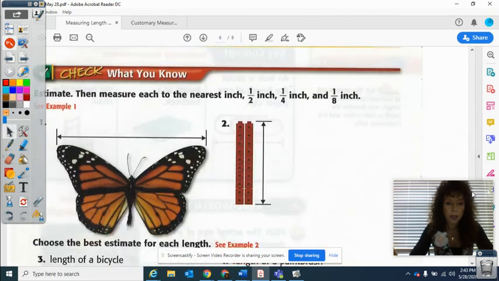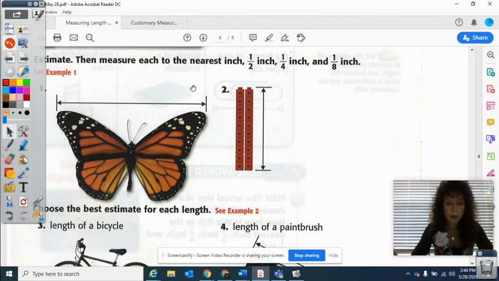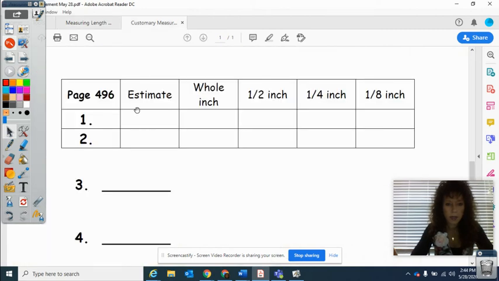And I'm going to scroll down. This is the one that you're going to write on this paper right here, page 496, number 1: an estimate, measured to the whole inch, measured to a half inch, measured to a quarter inch, and measured to a 1/8 of an inch. If you need to take a couple of days to do this, work on some today and tomorrow, that's okay. And remember, Monday is always kind of a catch-up day, so even Monday of next week, if you want to work on this, that's okay.